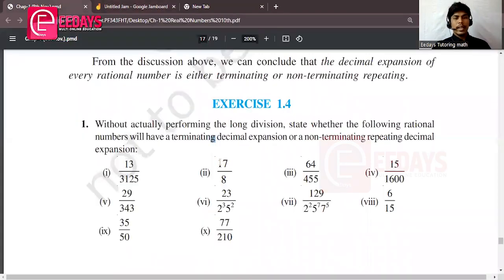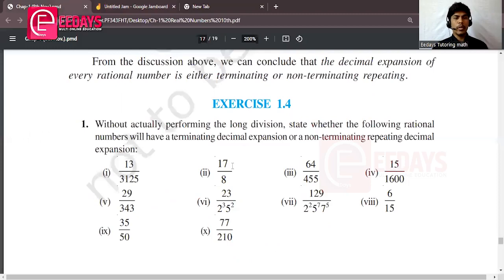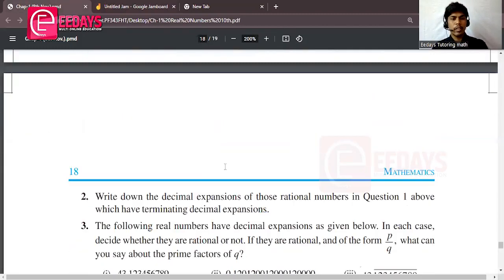So that is the exercise question we just did, 7 by 18. Without doing actual division, we apply this process. You'll get the denominator in the form of 2 cube, so you just multiply with 5 cube on both numerator and denominator. Hope everyone understood. Shall we do this first exercise, exercise 1.4?